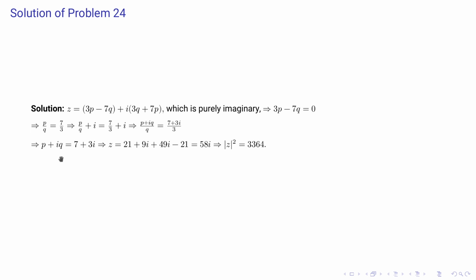Now we substitute this value in the original equation, we get z is equal to 21 plus 9i plus 49i minus 21. So 21 will get cancelled and it will be 58i. So mod z square will be 58 square, which is 3364.